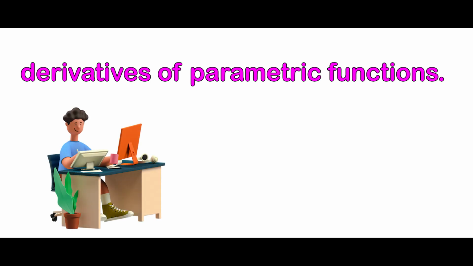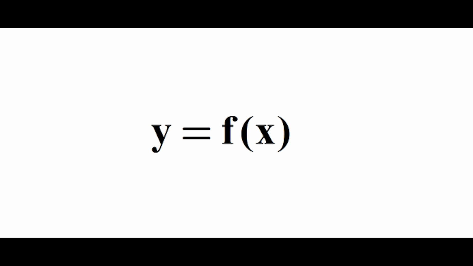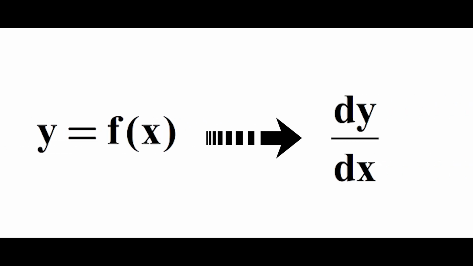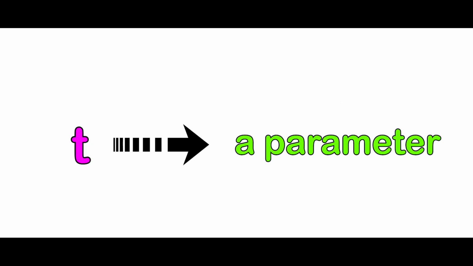Today we're gonna talk about derivatives of parametric functions. Normally when we study derivatives, the function is written in the form y equals f of x. In that case, we directly find the derivative dy/dx. But sometimes both x and y are written in terms of another variable, usually called t. This variable is called a parameter. In this situation, we say the equations are parametric equations.